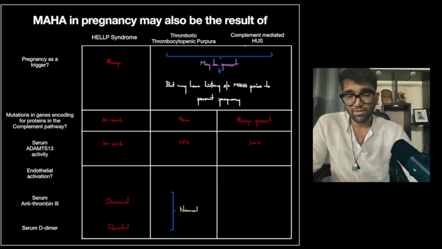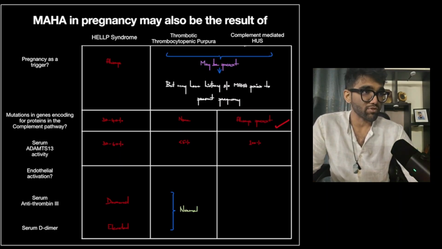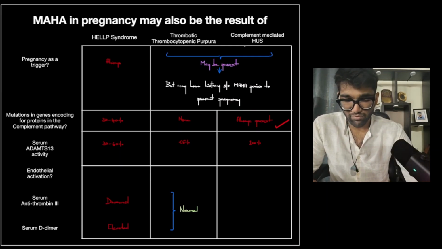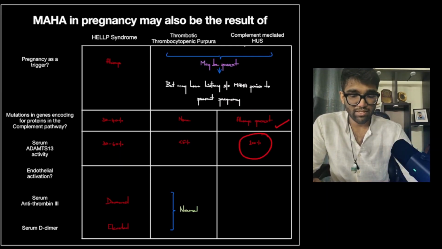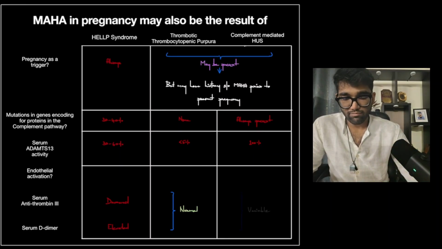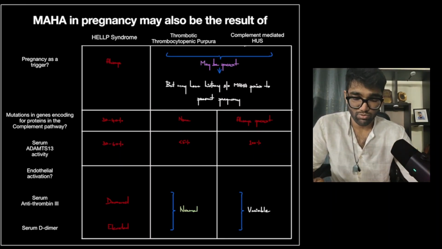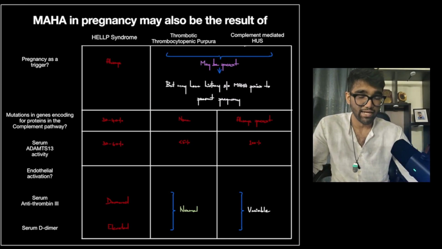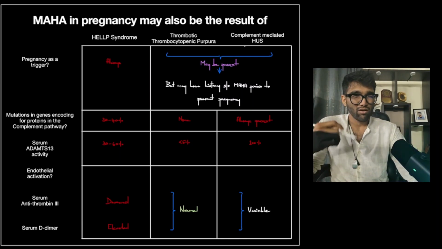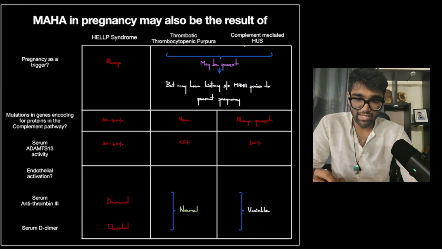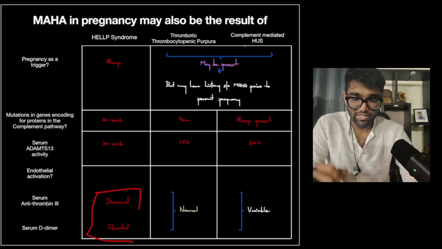Now, in case of complement mediated HUS, the mutations are always present because that is the reason for the pathway problems, and ADAMTS13 levels are almost always normal. Again, there is endothelial activation happening, and so usually you will find an elevation in antithrombin 3 levels and D-dimer levels, but it may be low. But in case of HELP, it is always going to be the case.